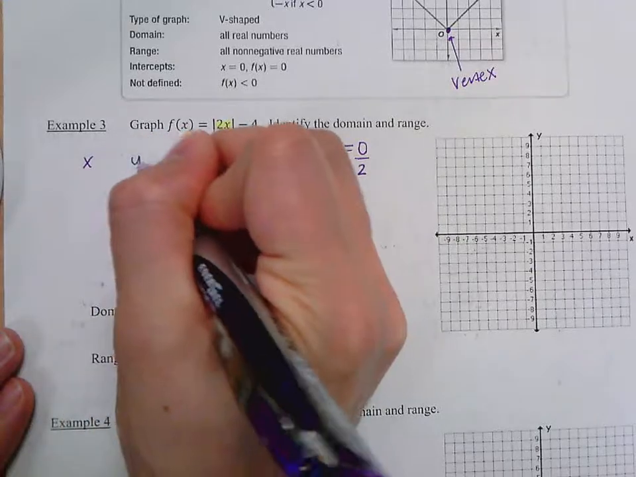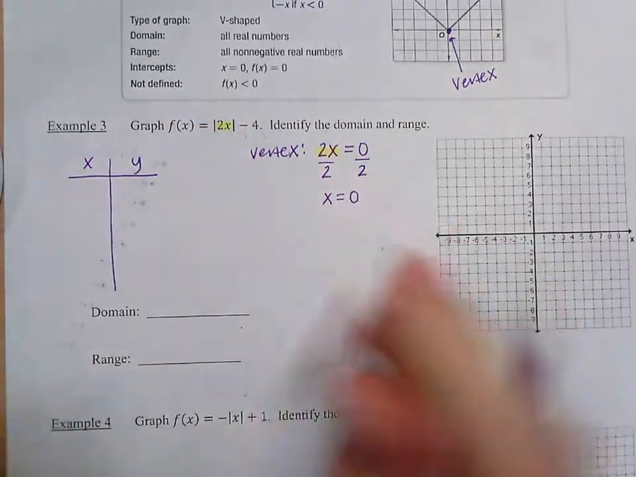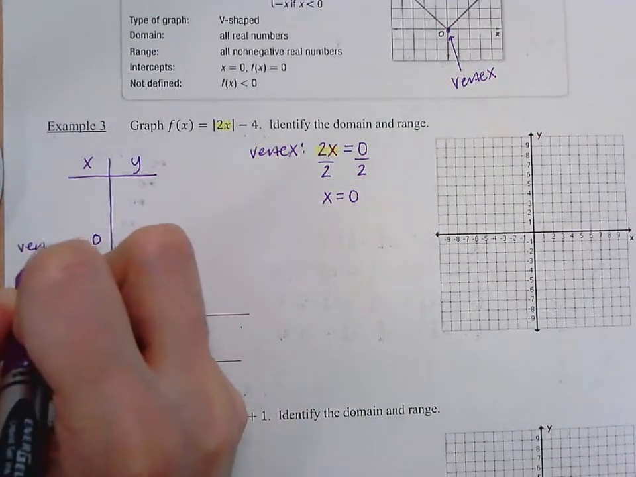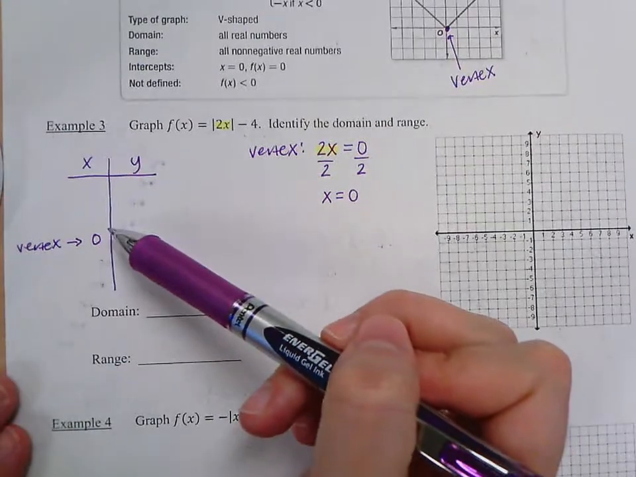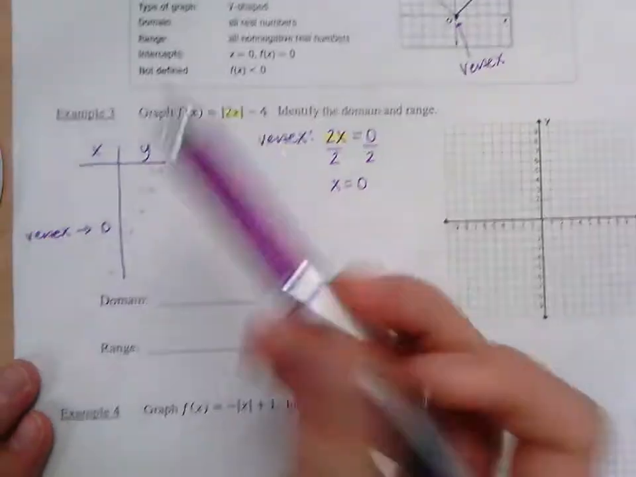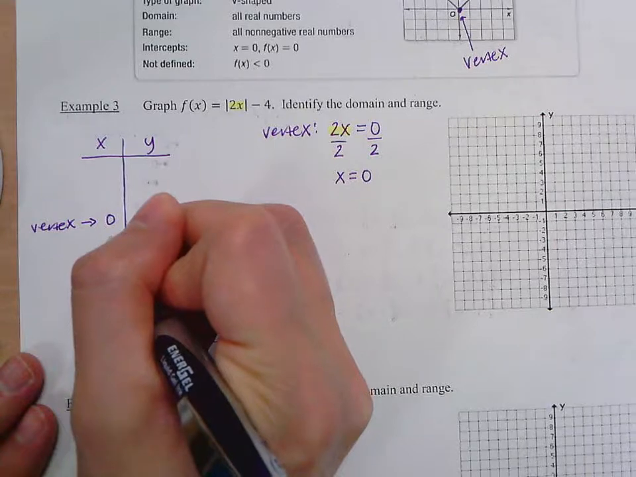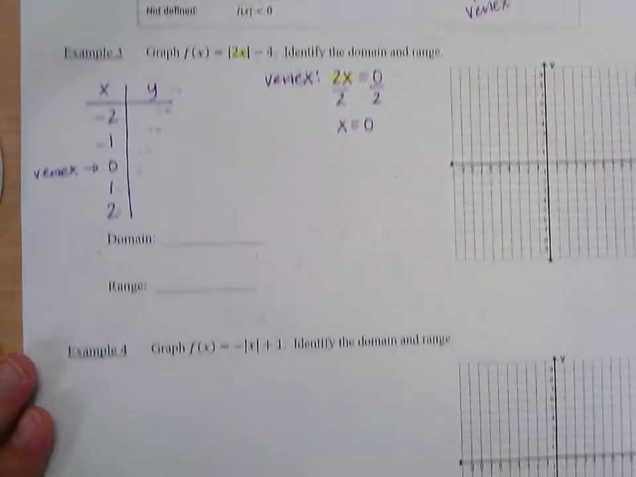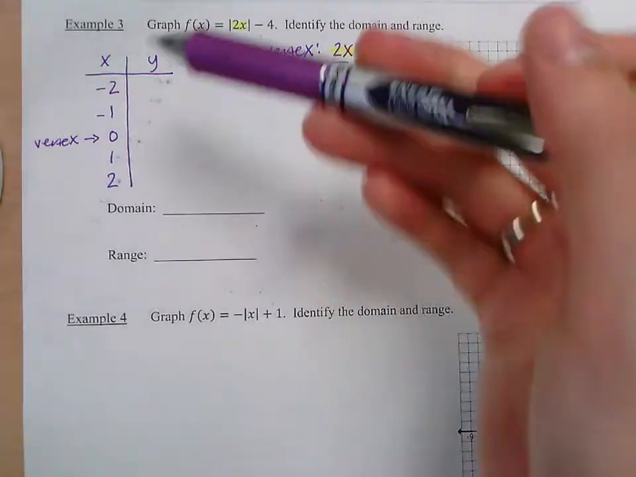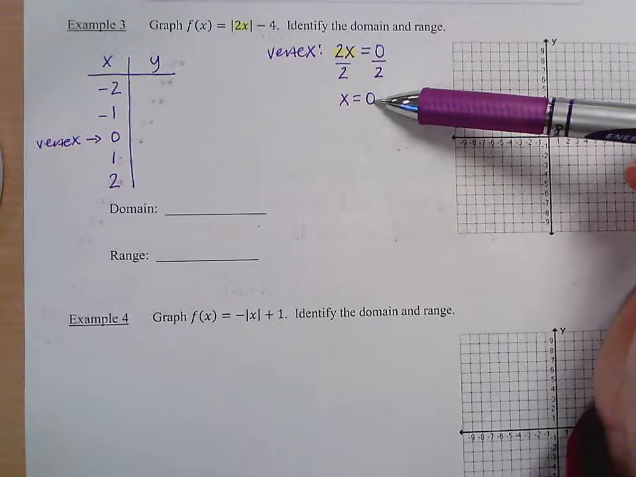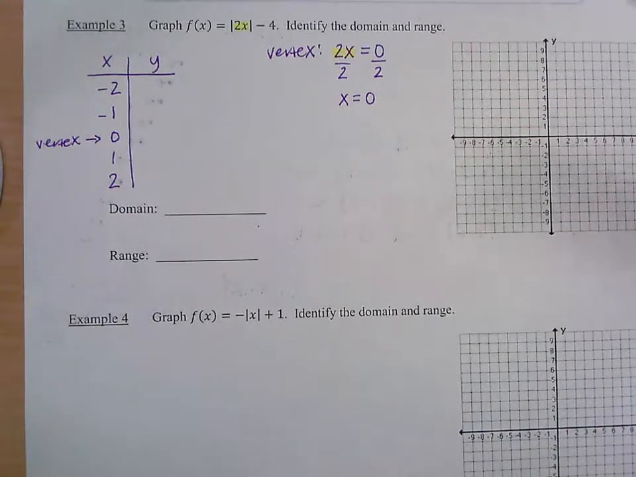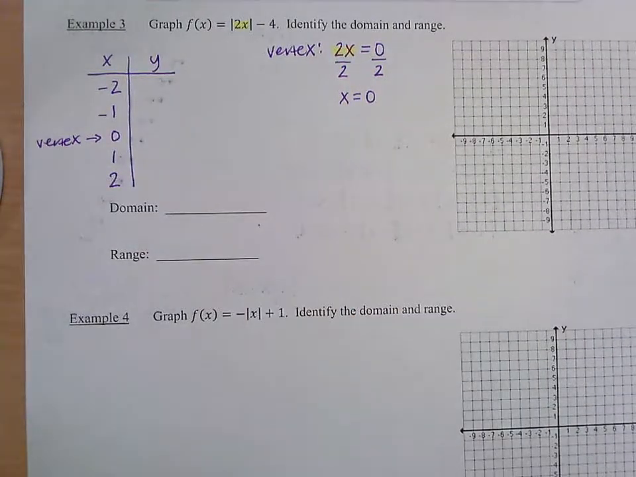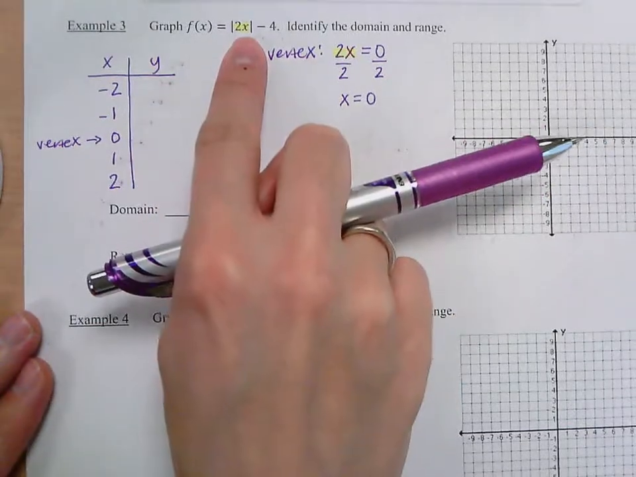So in my table, I'm going to stick the x value 0 towards the middle, because that's where my vertex is. And then I want to substitute in values that are on either side of that. So I'll just do like 1, 2, and then -1, -2. So a couple values on either side. But the vertex is not always at 0. It might be a lot of the time, but it doesn't have to be at 0. So it's not that these are always the values to plug in.